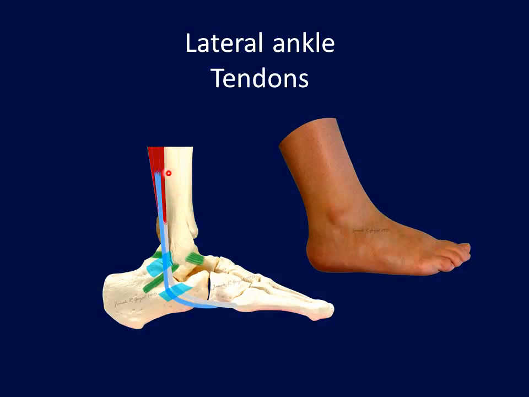The fibularis brevis arises from the distal two-thirds of the lateral surface of the fibula, anterior to fibularis longus, and the tendon passes through the groove together with the tendon of fibularis longus behind the lateral malleolus and inserts on the tuberosity at the base of the fifth metatarsal bone.